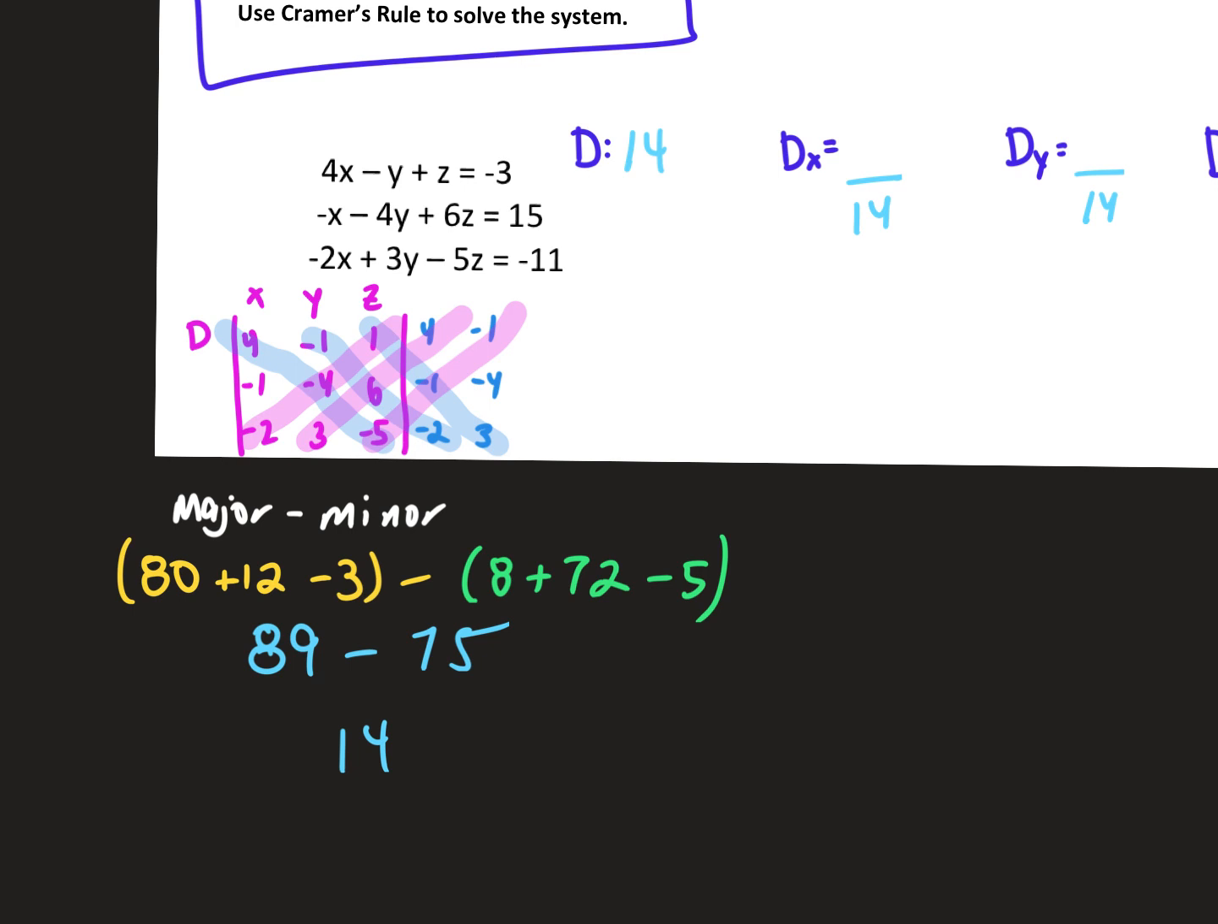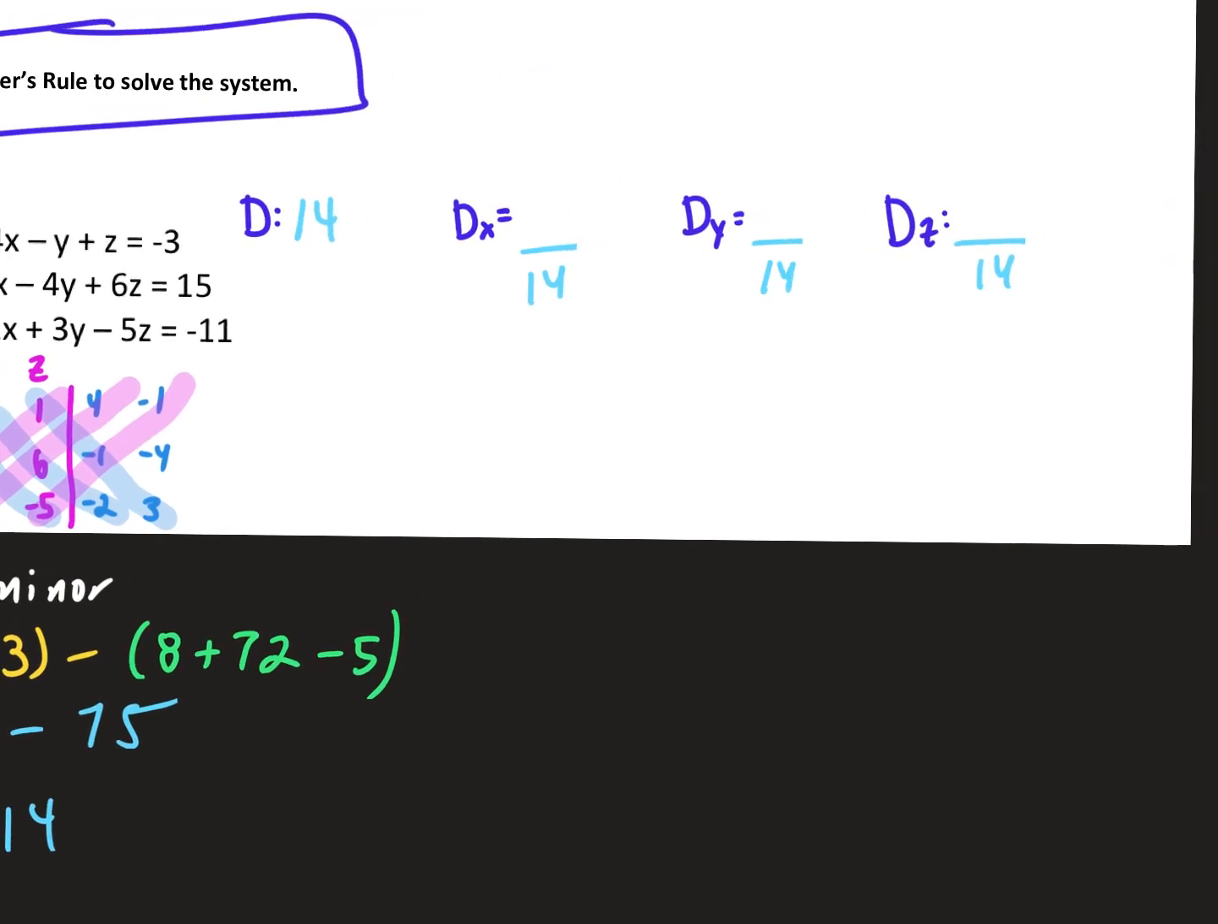So now, whichever variable you're finding, what do we plug in that column? Do we plug in the coefficients for the variable or the answers? The answers. Okay, it's very important you guys understand that. Like if I'm going to find D sub y, right? I'm just going to find D sub y.